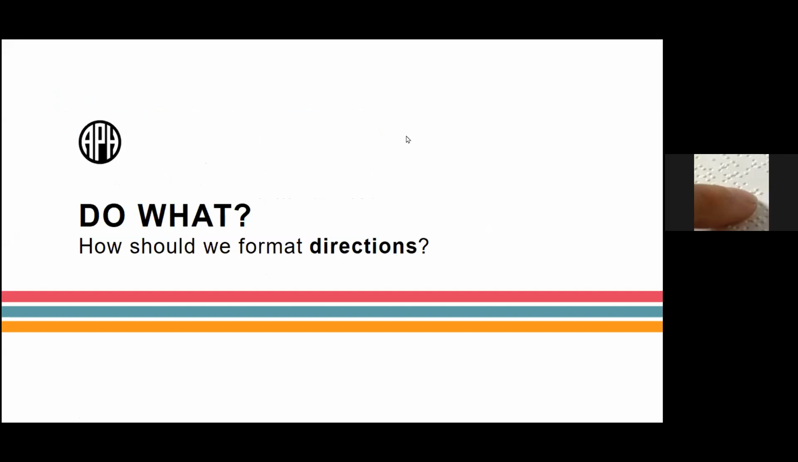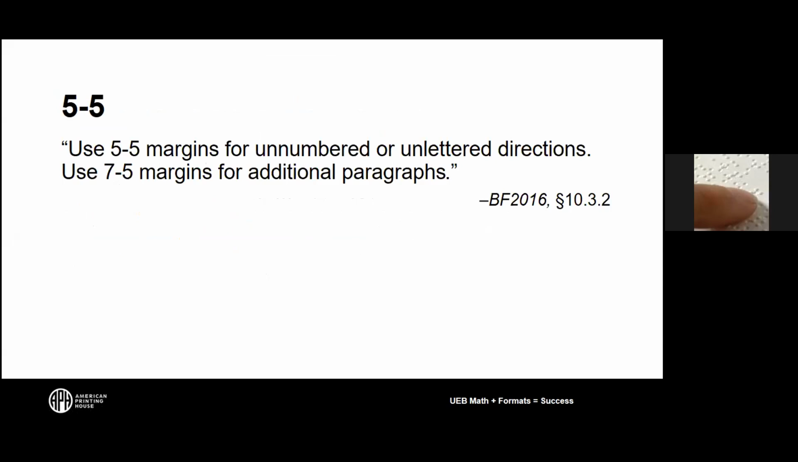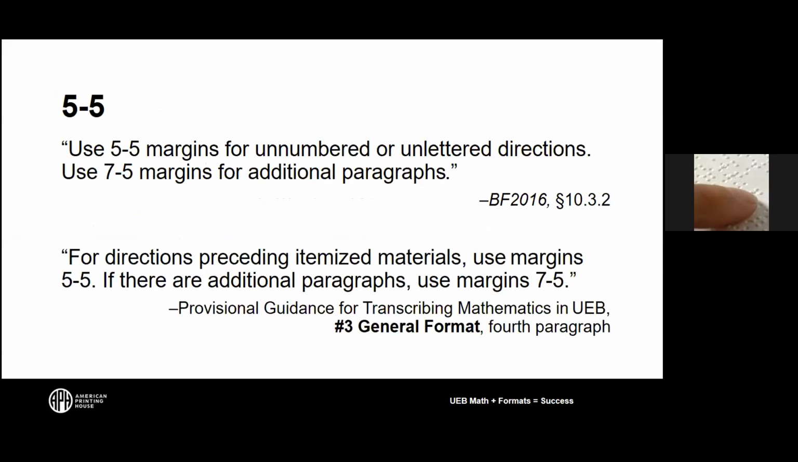So how should we format directions? Something that tells us and or the student what to do in an exercise. The answer is 5.5. Braille Formats 2016, section 10.3.2 says use 5.5 margins for unnumbered or unlettered directions. Use 7.5 margins for additional paragraphs.